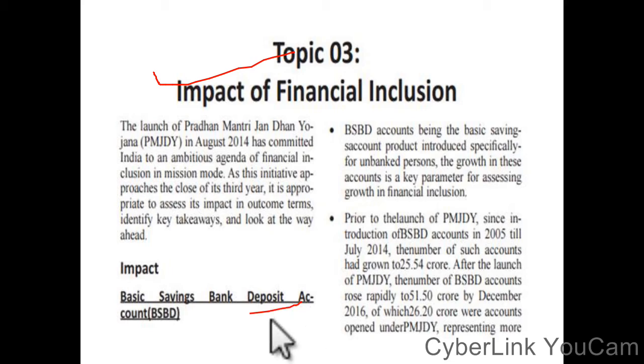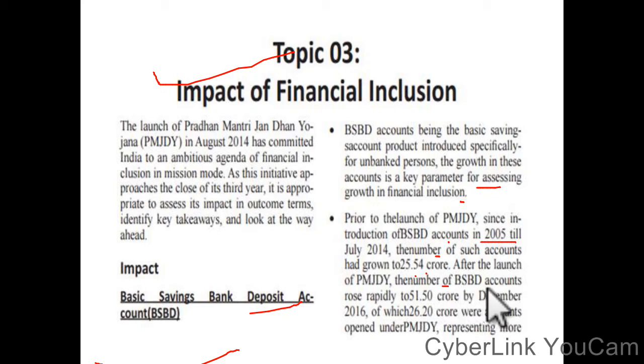Impact: basic savings bank deposit accounts. Basic savings bank accounts are products introduced specifically for unbanked persons. The growth in these accounts is a key parameter for assessing the growth of financial inclusion. Prior to the launch of Pradhan Mantri Jan Dhan Yojana, from the introduction of BSBD accounts in 2005 till July 2014, the number of such accounts grew to 25.54 crore.